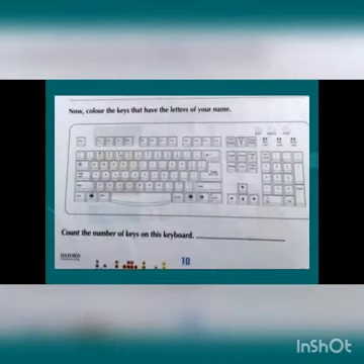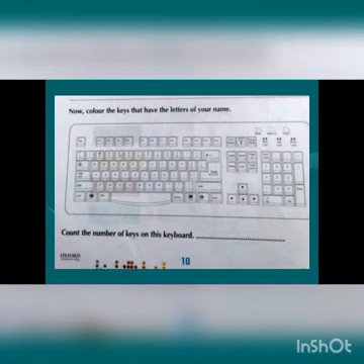Dear students, now we have a very unique activity. You have to color the keys that have the letters of your name. For example, as you know, my name is Rubina. If I would do this activity, I will color the letters of my name. I would start coloring from letter R, U, B, I, N, A, Rubina. It will take only 3 minutes to complete this activity, but you can take your desired time.